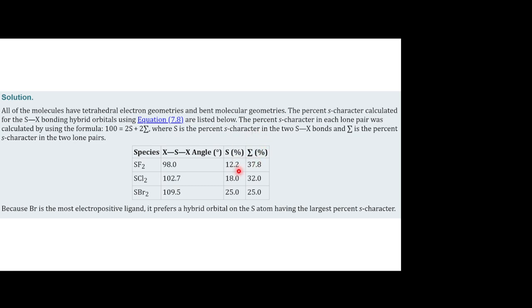So for example, this one right here, which is the SF2, these are very high in P character, right? And so they're more narrow, pushed out towards the fluorine. And over here we have a lesser S character. They're less narrow, more towards the sulfur than the fluorines, for electron density, okay? And then you have more S character right here for the bromine, because again, that's less electronegativity difference. Okay.